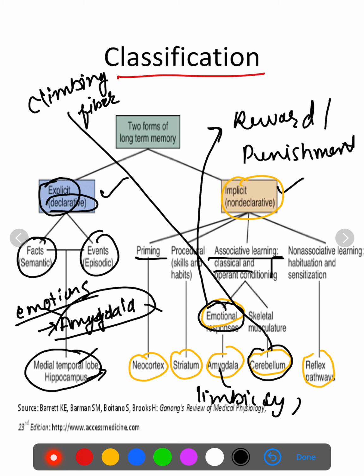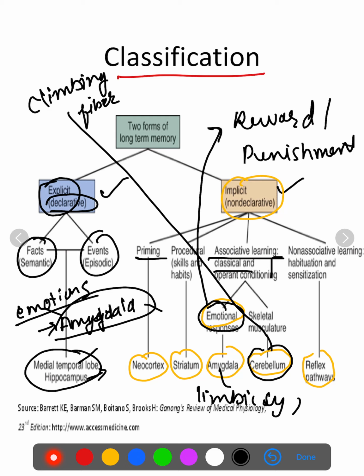Through what? Emotions. Okay, so understood. So we have classified the memory, we have studied implicit memory and explicit memory. Implicit memory you have studied various structures, explicit memory you have studied various structures. So if there is a problem with the hippocampus and temporal lobe, what will be the problem? The patient will not be able to learn new things. That is why it is known as anterograde amnesia.